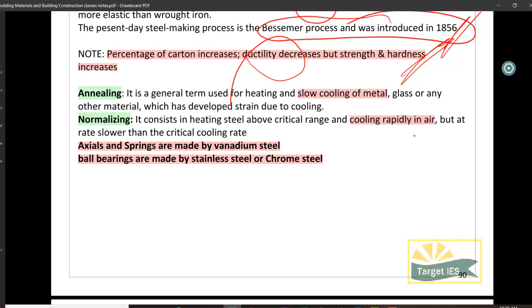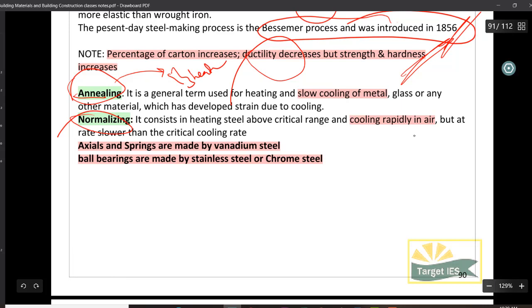So next, you might have heard these words very frequently whenever you are studying about certain metal. It is produced by annealing process, normalizing process, you must have read it like this. So what is this? Annealing means it is just a slow cooling of metal. You are heating it to a higher temperature, and then you are cooling it very slowly. Then we'll be calling it the annealing process.